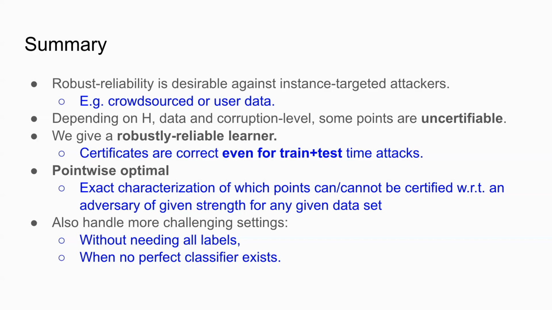And the nice thing about a robust reliable learner is that we're able to combine test and training time attacks. There's a nice way in which they combine together, which is one of the things that's missing in the literature. They work for both test and training time attacks. They are pointwise optimal. They give an exact characterization of the points that cannot be certified, and we are also able to handle more challenging settings, like the active learning setting where we don't need all the labels, and we try to minimize the number of labels used at the same time as trying to be robust and reliable. Finally, whenever no perfect classifier exists, we have weaker robustness guarantees, but again, they can be characterized in terms of the agreement region.